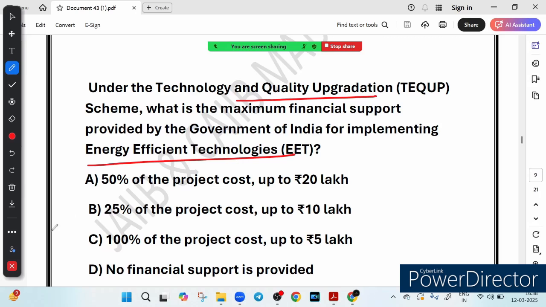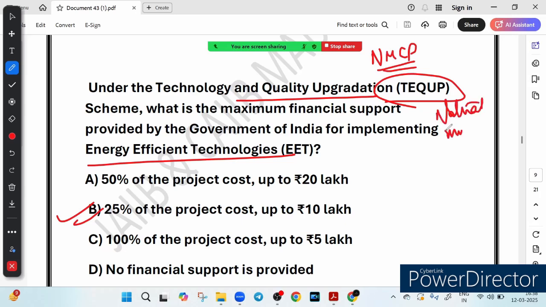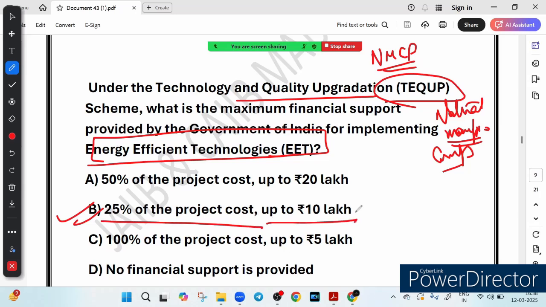Yes, this is correct. So first of all, you must know that the TECHUP scheme is a part of the National Manufacturing Competitiveness Program, which is called NMCP. It aims to help MSMEs adopt energy efficient technology, that is called EET, to improve their production process, and the government provides 25% of the project cost with a maximum cap of 10 lakh per project, right? The project must show at least 15% energy saving to qualify for funding.